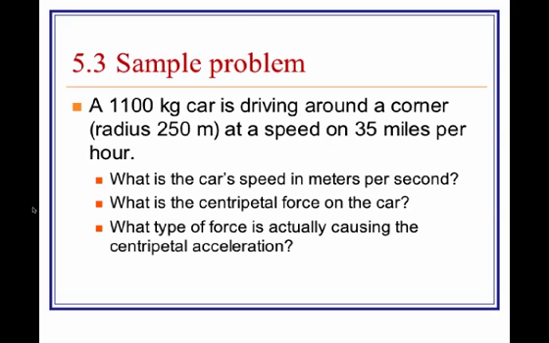Here's one sample problem to go along with this lecture. A 1,100 kilogram car is driving around a corner with a radius of 250 meters at a speed of 30 miles per hour. First, tell me the car's speed in meters per second. Second, I want to know the centripetal force acting on the car. And finally, what type of force is actually causing this car to move in a circular motion?